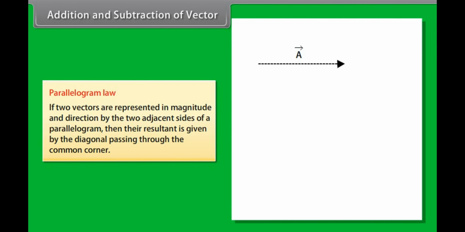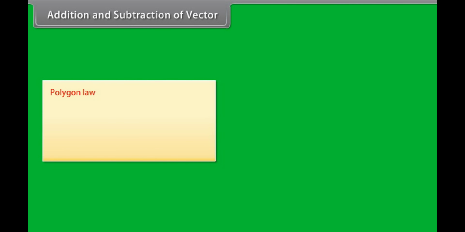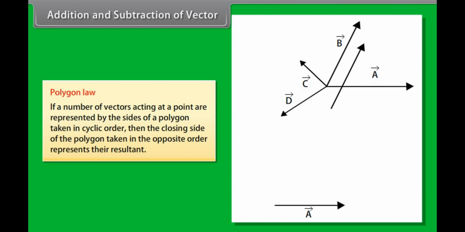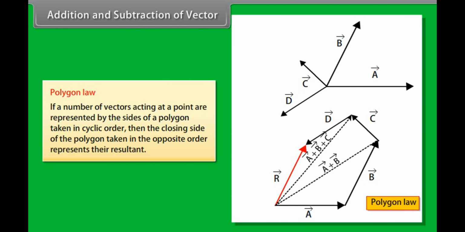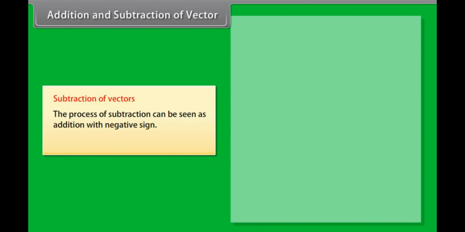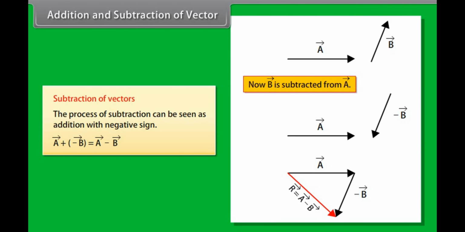If 2 vectors are represented in magnitude and direction by 2 adjacent sides of a parallelogram, then their resultant is given by the diagonal passing through the common corner. C. Polygon law. If a number of vectors acting at a point are represented by the sides of a polygon taken in cyclic order, then the closing side of the polygon taken in the opposite order represents their resultant. Subtraction of vectors. The process of subtraction can be seen as addition with negative sign.